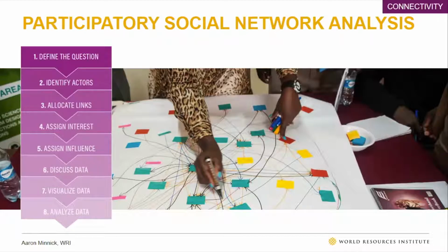What is important to you? Is it information? Is it finance? Is it seeds? Identifying what links are important to discover. Then, assigning interest. Different actors will have different interests in restoration. They could be positive, they could be negative, or they could be neutral and have no interest in the topic.